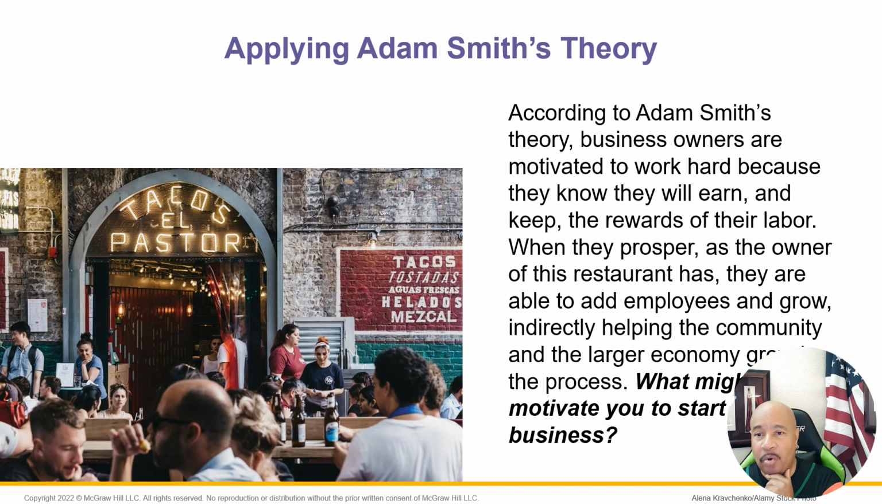Adam's theory again. According to Adam's theory, business owners are motivated to work hard because they know they will earn and keep the rewards of their labor. That is very true. When I had Kale's Comedy Hour, which is my comedy clubs here in San Diego, I gave most of the profit back to my workers and to the business. Because I was in the United States Navy, they paid my salary, took care of my mortgage, took care of my car payment. This comedy club was extra.